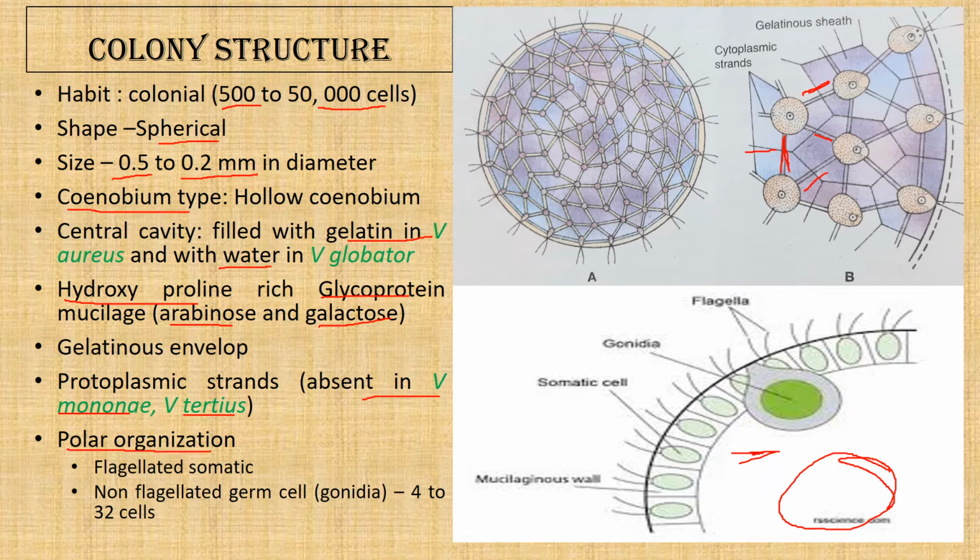The colony of Volvox has a polar organization. That is, when the Volvox colony moves, the cells on the anterior side, this side, are mostly responsible for the movement. They have well developed flagella. But on the posterior side, this side, the cells of the Volvox colony do not have flagellation.